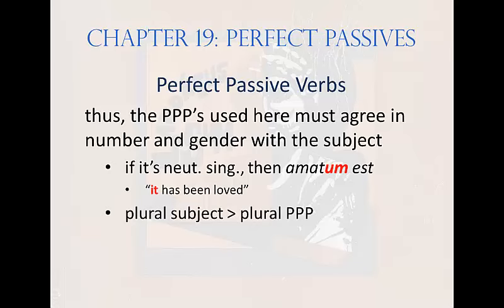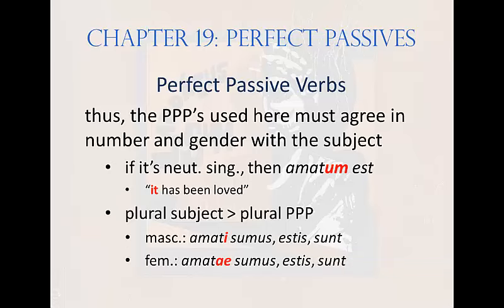And finally, if the subject is plural, then the perfect passive participle must also be plural, rendering masculine forms like amati sumus, estis, or sunt, feminine forms amatae sumus, estis, or sunt, and neuter amata sumus, estis, or sunt.